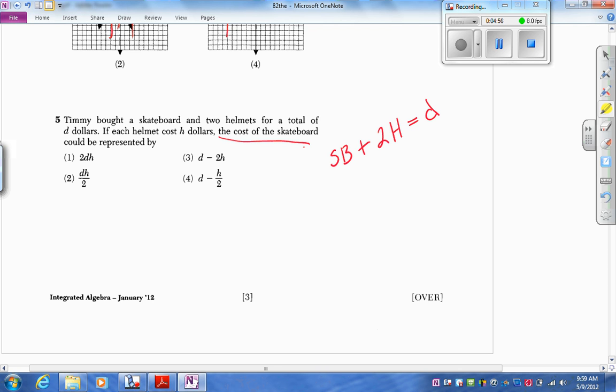So if I wanted to solve for the cost of the skateboard, I would just subtract 2 helmets. So 1 skateboard costs D minus 2 helmets. Choice 3. Boy, that was an easy problem. I thought it was going to be harder. All right, moving on.